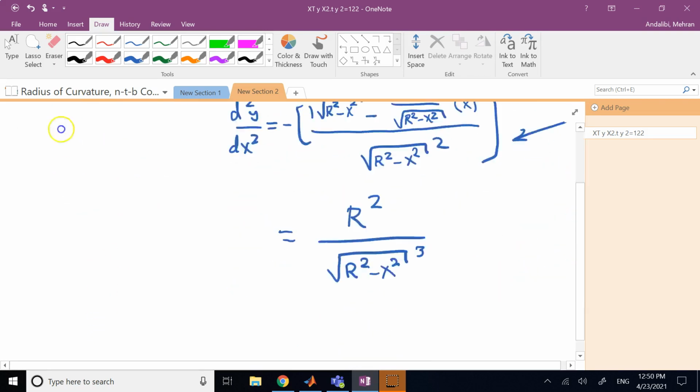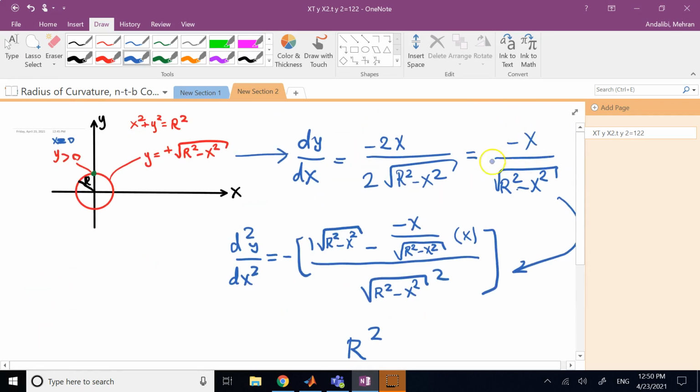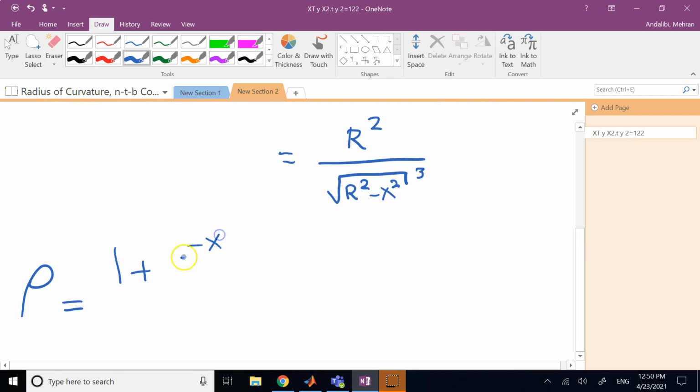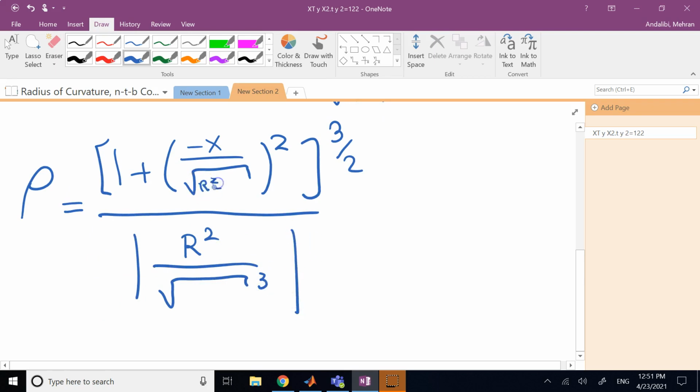So now let's calculate my radius of curvature. Radius of curvature is going to be 1 plus y prime squared, so you have to square that whole thing. Then raise the whole thing to 3 over 2, and then divided by magnitude of this one. And then evaluate this whole thing at which x? At x of 0. So all you need is to plug in x of 0.